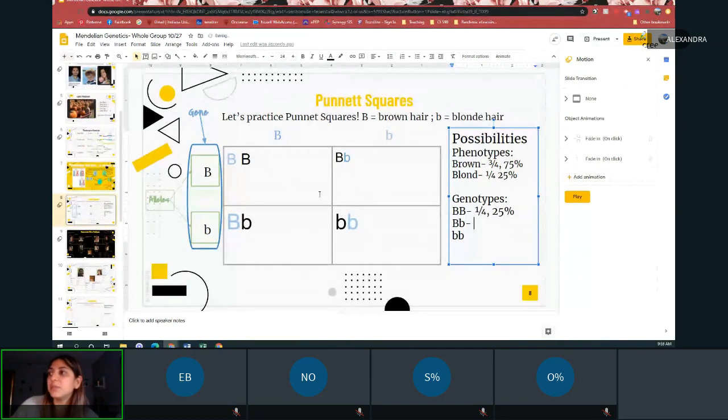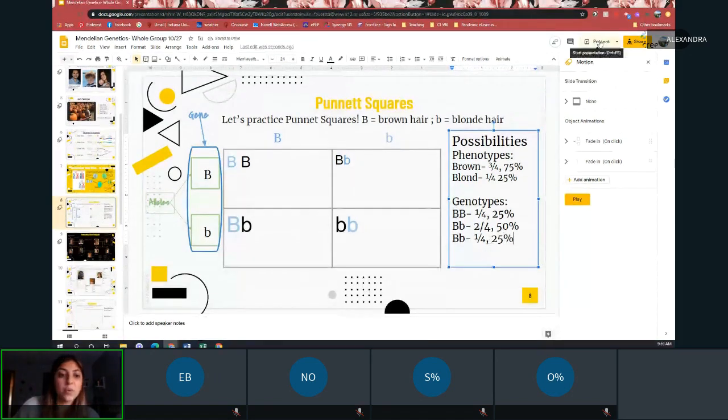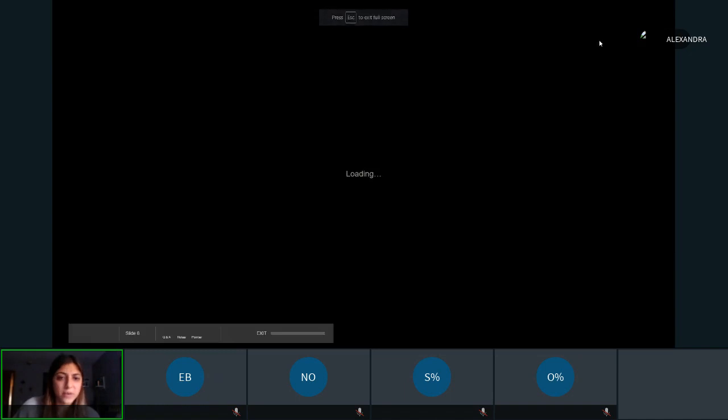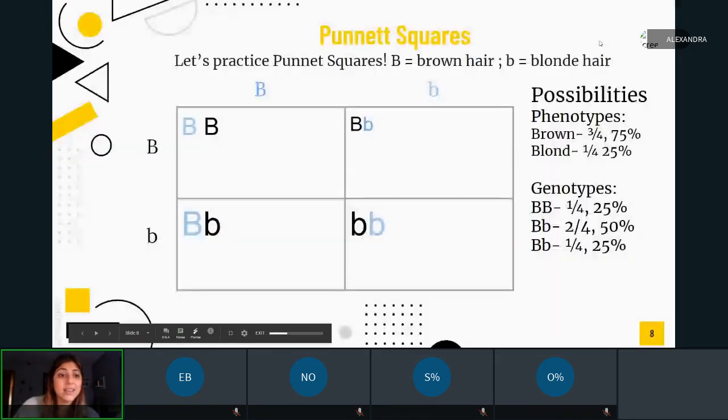Then we have a 50% chance, right? Because of the 4 combinations, we have 2 that are big B, little b. So that means that we have a 2 out of 4 chance, which is going to be 50%. And then for little b, little b, that is over here, there's only 1/4, which makes sense, right? Which is going to be 25%. And so that's really what we're going to be doing when we work with Punnett squares. Are there any questions before we move on? Because we're about to get into even more. So do we have any questions so far?